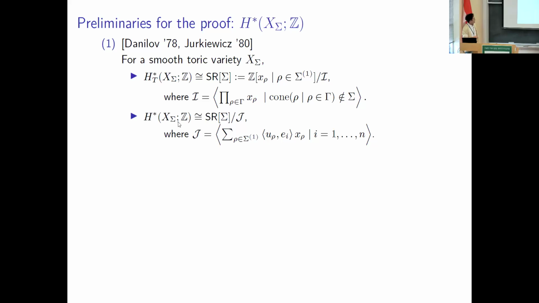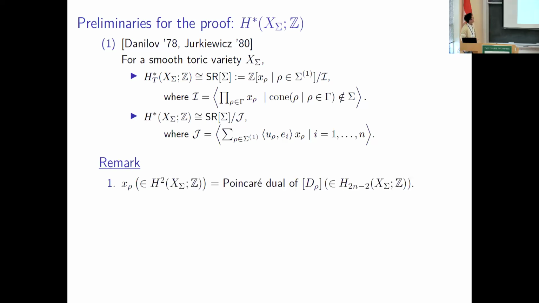And the singular cohomology, because the smooth toric variety has vanishing odd degree cohomologies, can be obtained from the equivariant cohomology. In this case, it is the Stanley-Reisner ring modulo some linear relations, which you can easily obtain from the geometry of the fan. Here's one remark. Each generator in this Stanley-Reisner ring, x rho, is the Poincare dual of a torus-invariant divisor, okay?